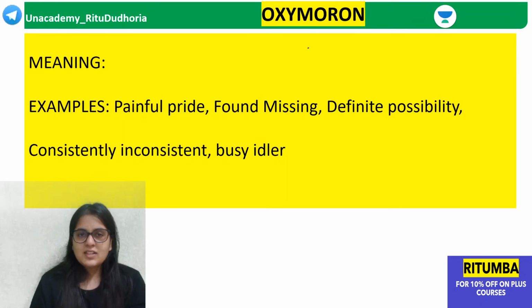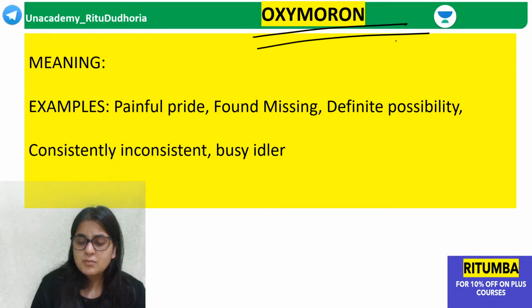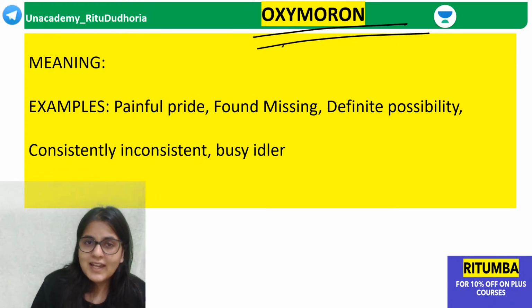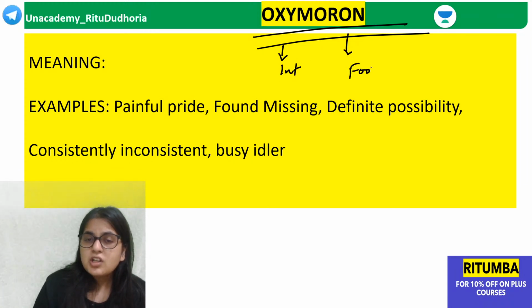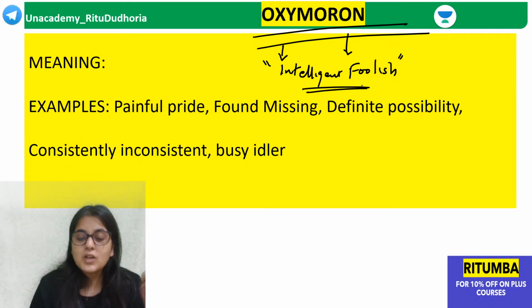Guys, this is very interesting. It is also very common. Oxymoron. What is an oxymoron? Guys, oxy in Greek actually means intelligent, and moron is someone who's foolish. So the word oxymoron itself is an oxymoron. Intelligent and foolish, you're using two opposite words side by side.